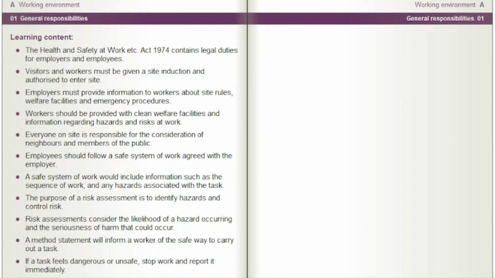Employees should follow a safe system of work agreed with the employer. A safe system of work would include information such as the sequence of work and any hazards associated with the task. The purpose of a risk assessment is to identify hazards and control risk. Risk assessments consider the likelihood of a hazard occurring and the seriousness of harm that could occur. A method statement will inform a worker of the safe way to carry out a task. If a task feels dangerous or unsafe, stop work and report it immediately.